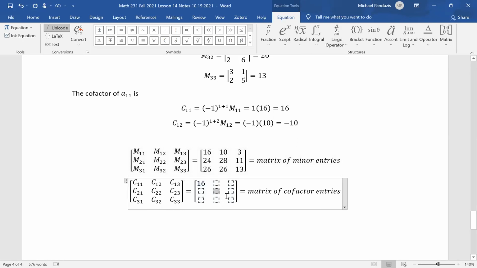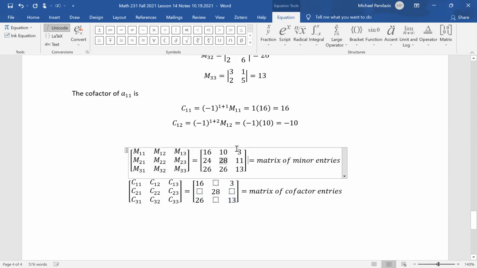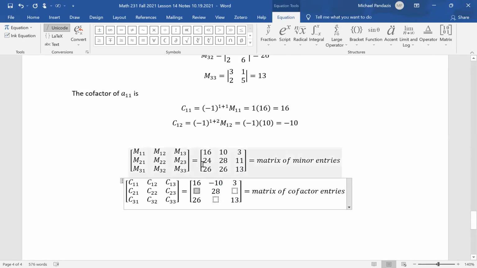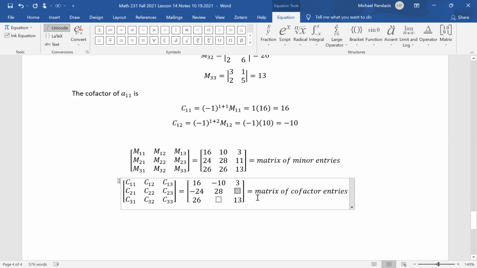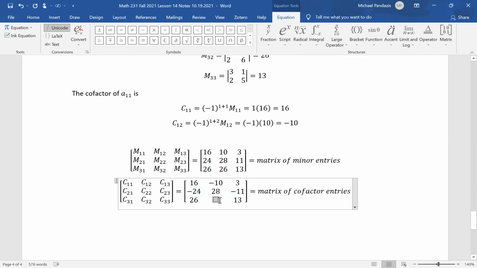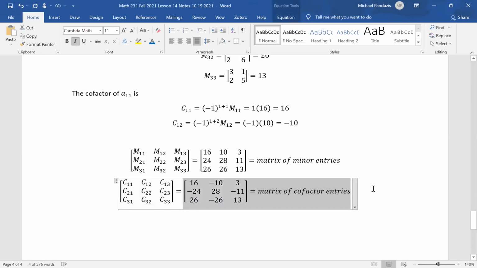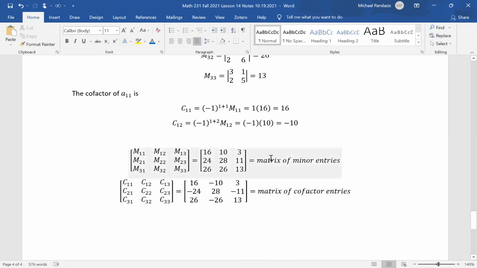So this is 16, this is 28, this is 3, this is 26, and this is 13. All of these are just the same as the minor entries. And then the other ones are the negatives of what they are. So if this was a -24, this would be a +24, but it's a -24. And then this is a -11, and this is a -26. And so these are the corresponding matrix of cofactor entries. Okay, so now we found the cofactor of every entry.